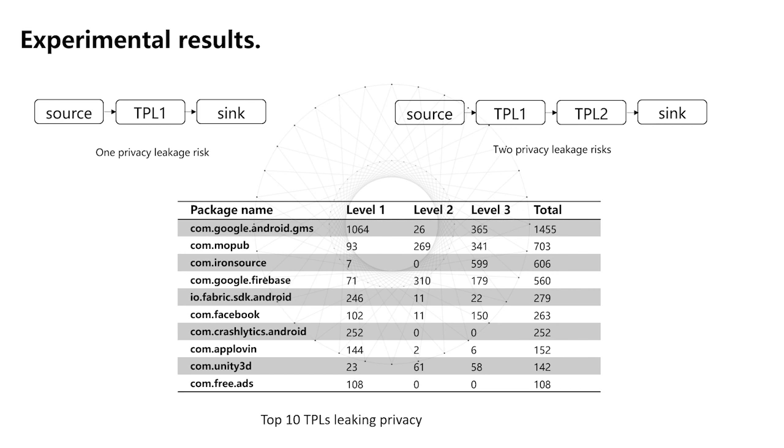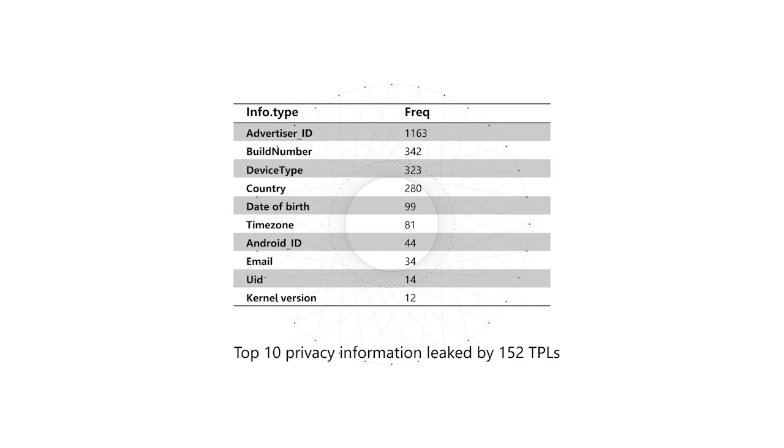LibMonitor found pieces of privacy leakage risks. These risks are listed in this table. We can see that the Google GMS is most used. We also record the type of private information that is leaked more frequently, and the advertiser ID is the most easily leaked type of private information.